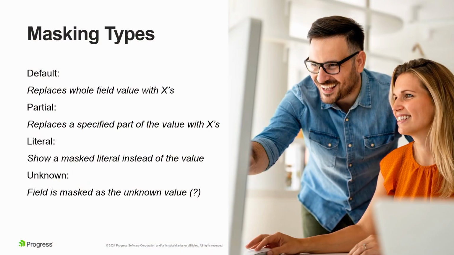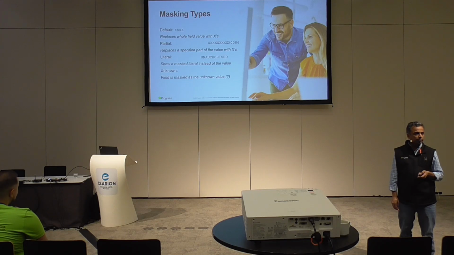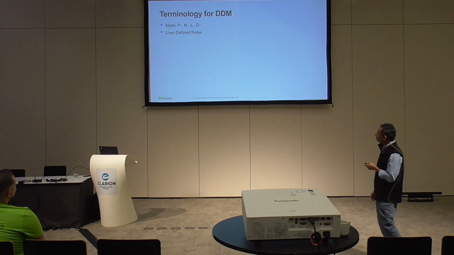If we have a customer table, this is an example of the partial mask. I have a character field. The default value for the character is 4 x's, so it will be masked with the 4 x's. For the partial mask, as we discussed, it will be masked based on the configuration. In the literal case, I'm saying Burlington: you replace the entire thing with the literal for the unauthorized user. And for the null mask, everything will be replaced by unknown. So that is the masking part.